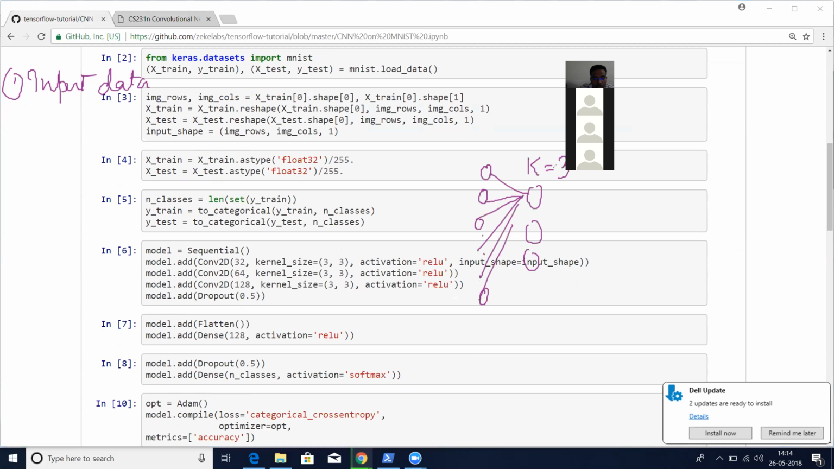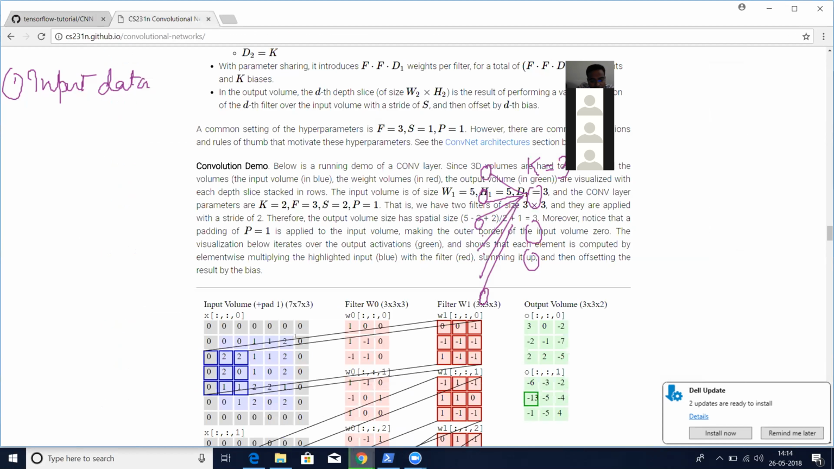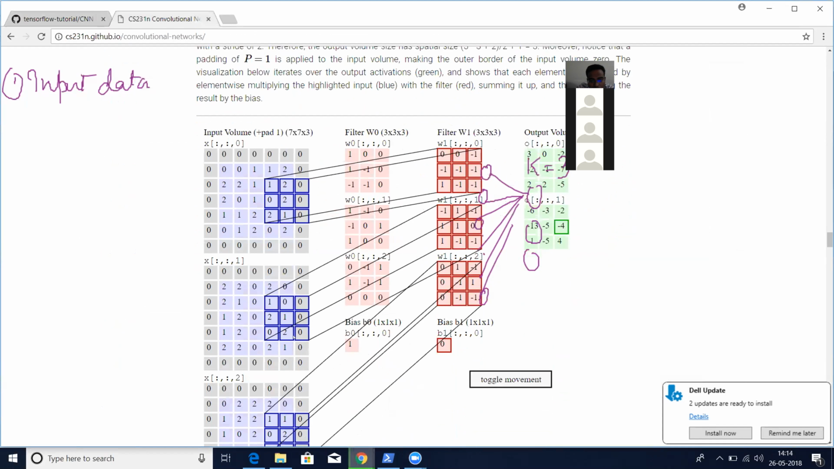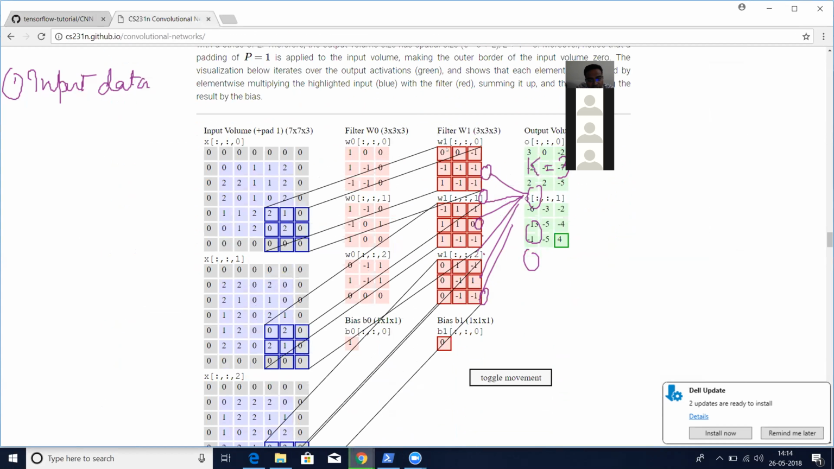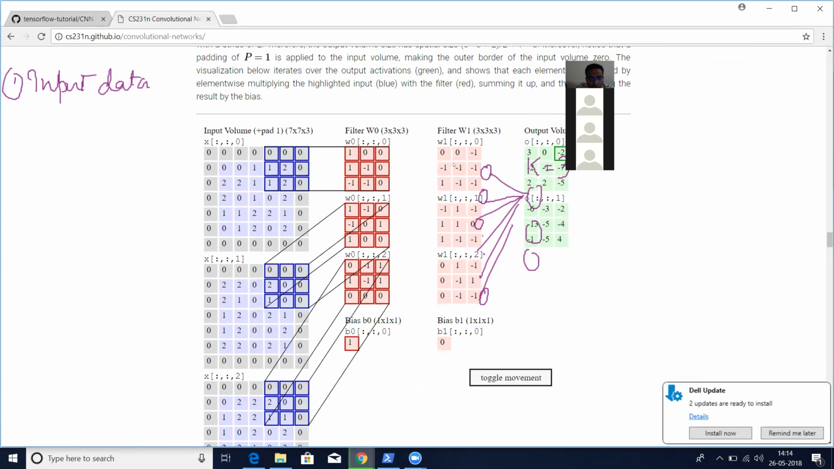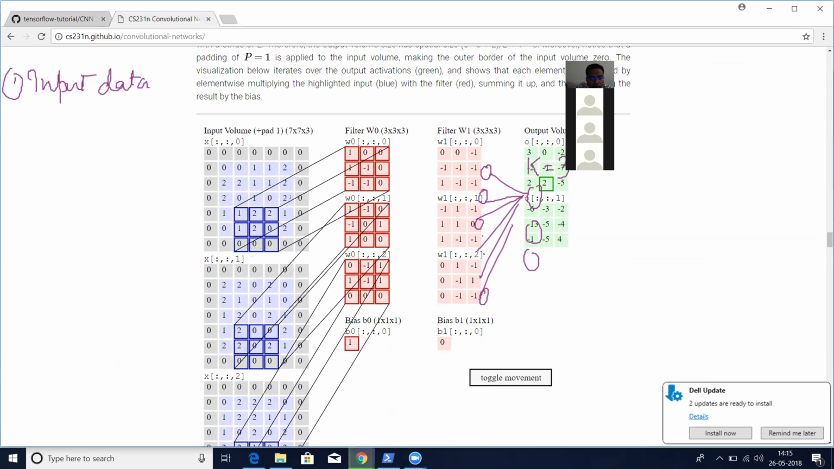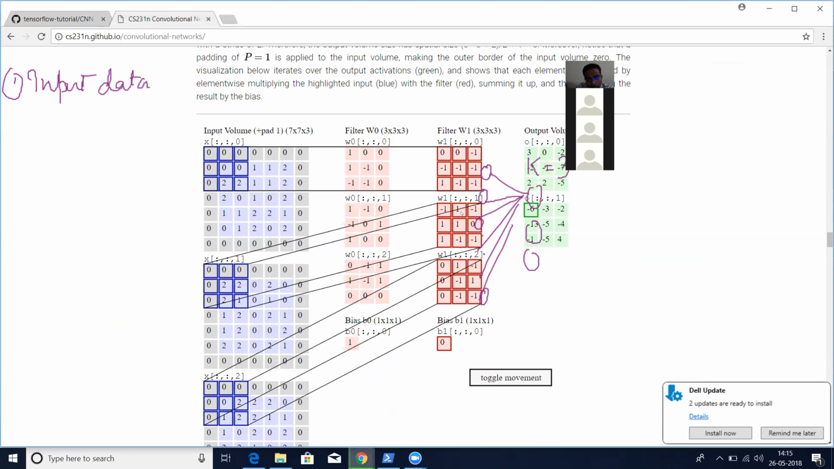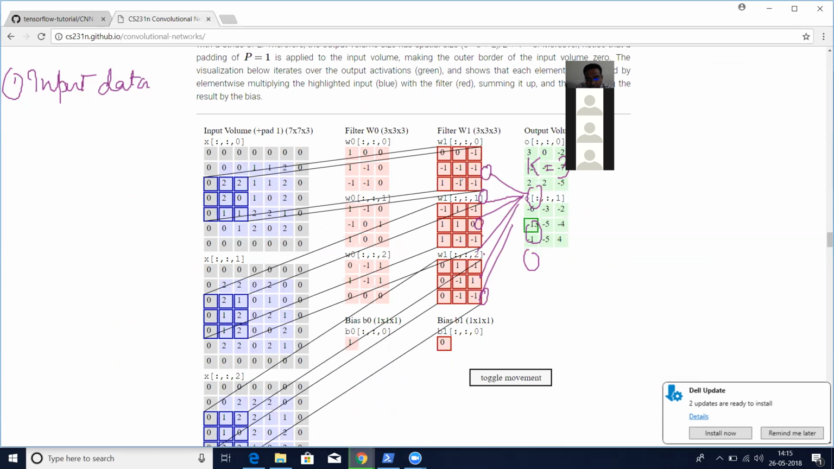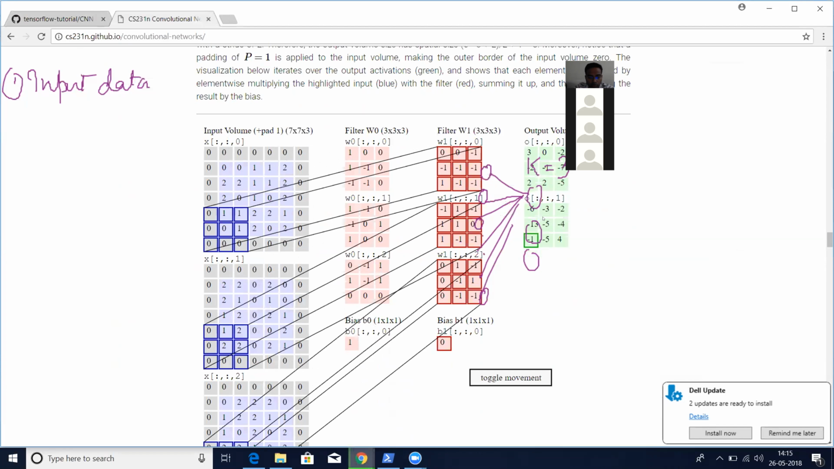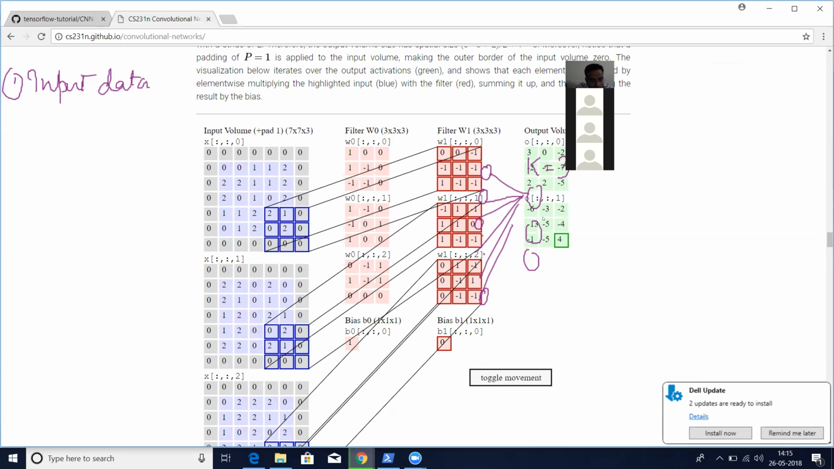In the earlier case K is 3. In this example K is 32. Got it, right? So there are 32 filters. You're trying to find 32 features, not one feature. You have different values initialized here. This one is trying to find one feature, and this one is trying to find another feature, because they have different values initialized, and this creates a different output. Is it clear?